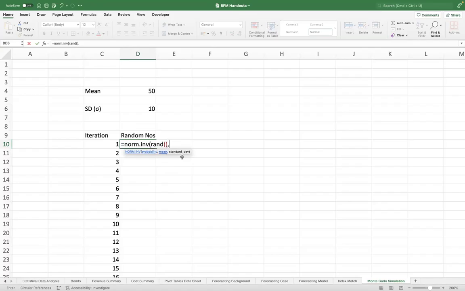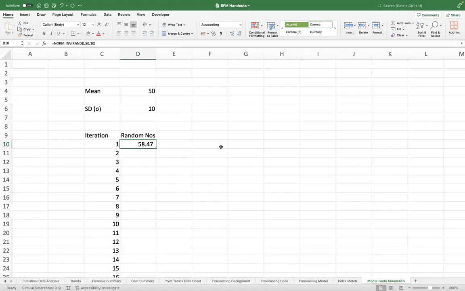Comma mean and standard deviation. So mean I'm going to take as 50. Standard deviation I'm going to take as 10. And बस इतना ही करना है and then double click. So all your random numbers will get generated.